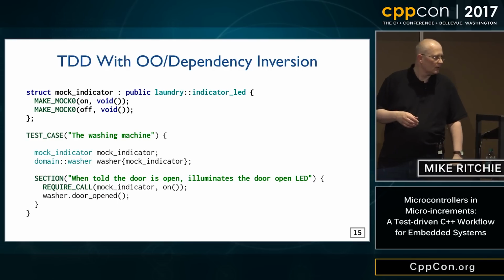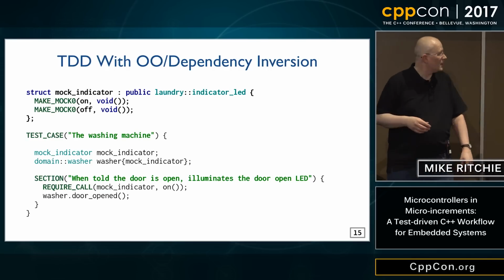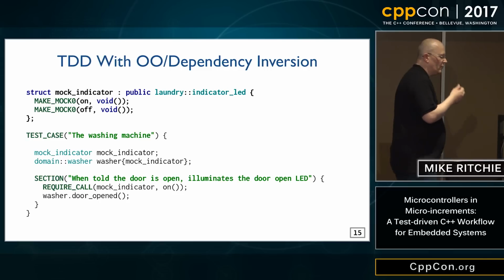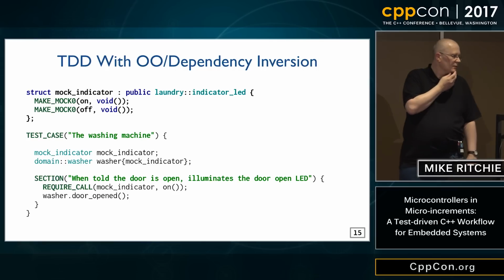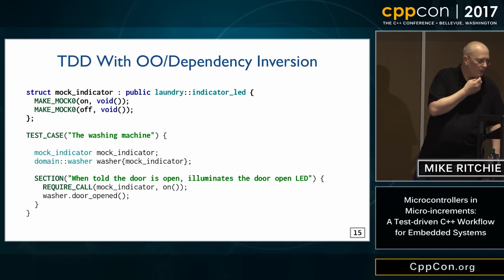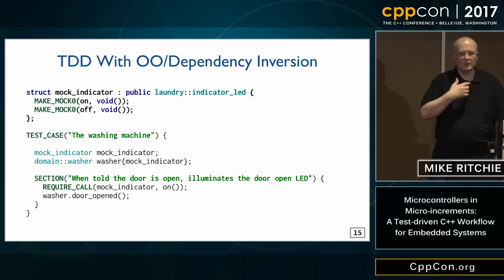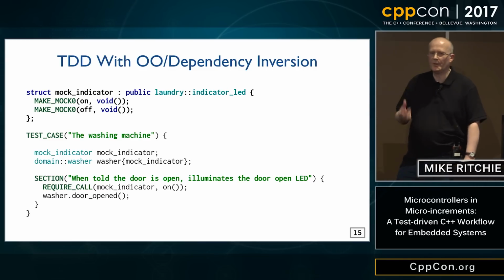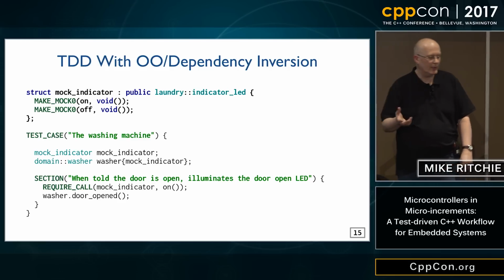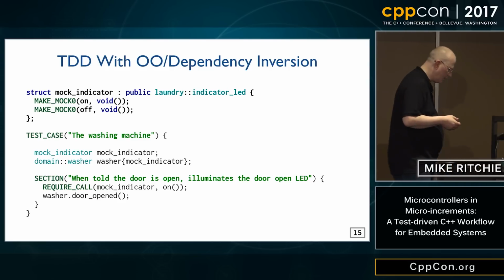Okay, so a typical test with Catch and Trompeloeil. We create our mock object. We inject that into the washing machine. We run some code and we make an assertion. And in fact, in the case of Trompeloeil, we have a requirement up front. We expect that mock object to be interacted with in a particular way.